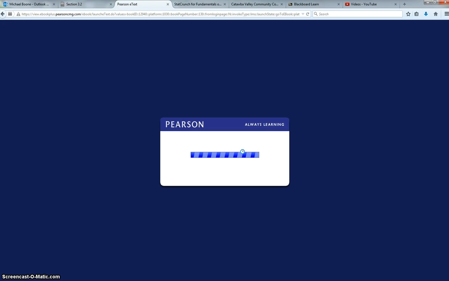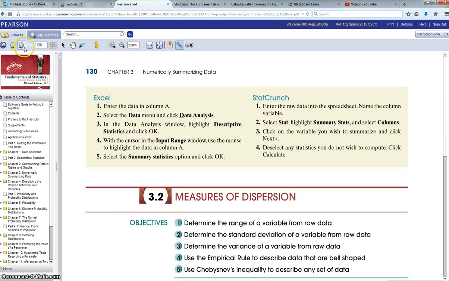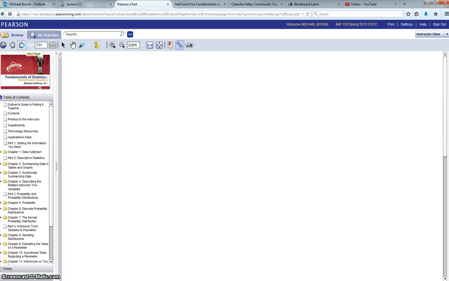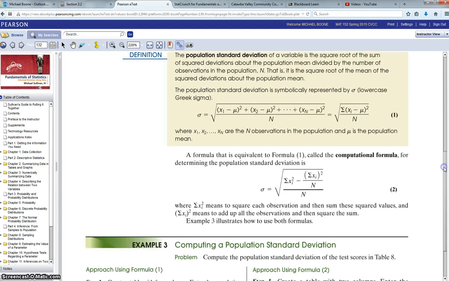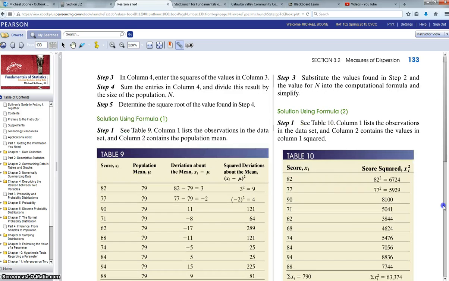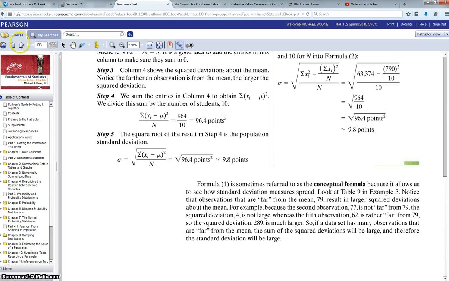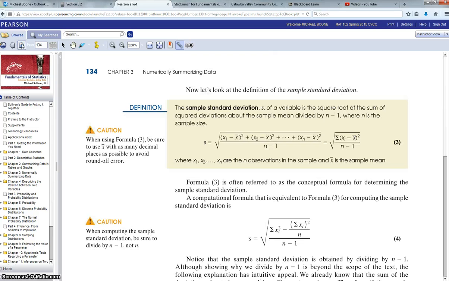So if we look at the text, we can see the formulas. And so I believe a formula is on page 132, and we can see this formula for a population standard deviation, sigma, population standard deviation. And it is different than a sample standard deviation by a little bit. The formula for a sample standard deviation is a little bit different.